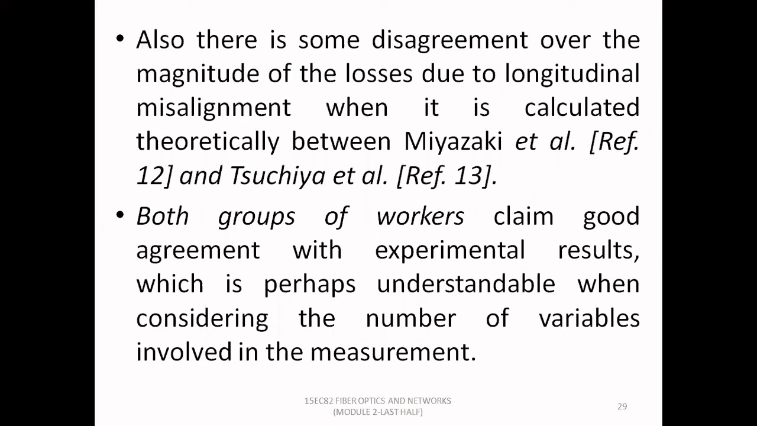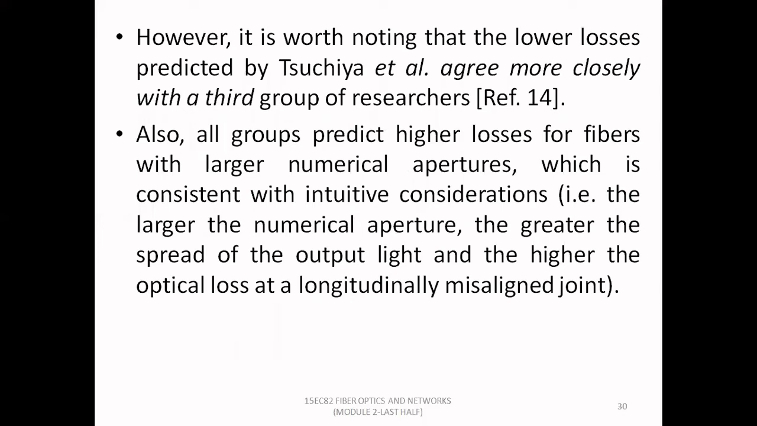Also, there is some disagreement over the magnitude of the losses due to longitudinal misalignment when it is calculated theoretically, which was referred to in papers 12 and 13. Both groups of workers claim good agreement with experimental results, which is perhaps understandable when considering the number of variables involved in the measurement. However, it is worth noting that the lower losses predicted by paper 13 fit in more closely with a third group of researchers. Also, the other groups predict higher losses for fibers with large numerical apertures, which is consistent with intuitive considerations.